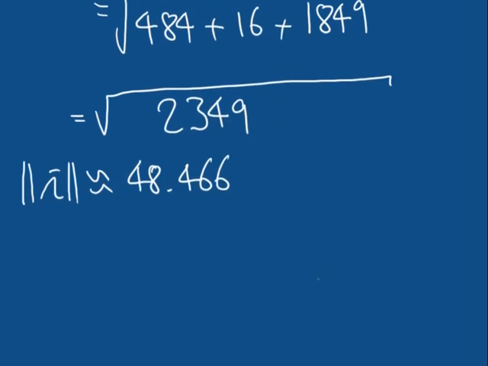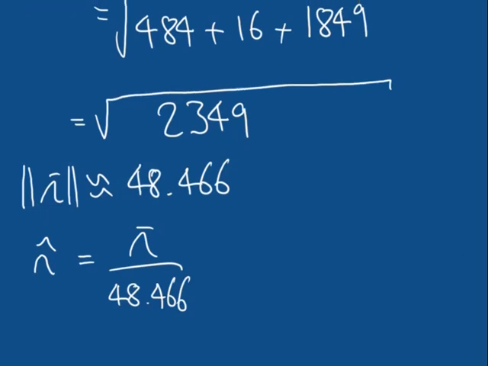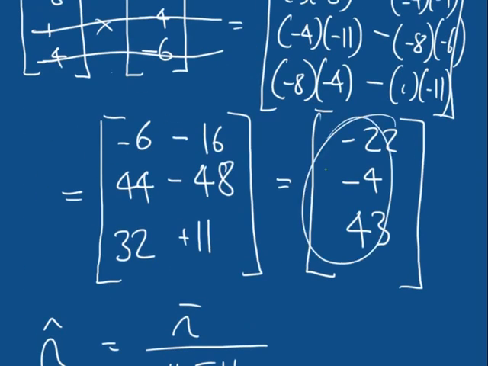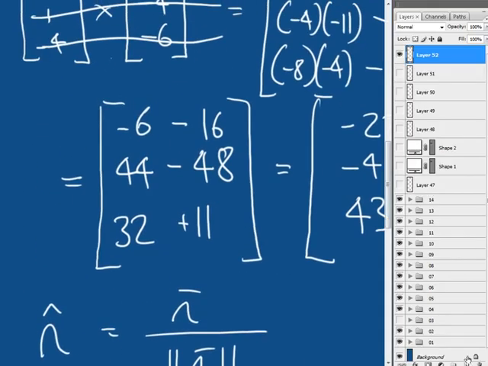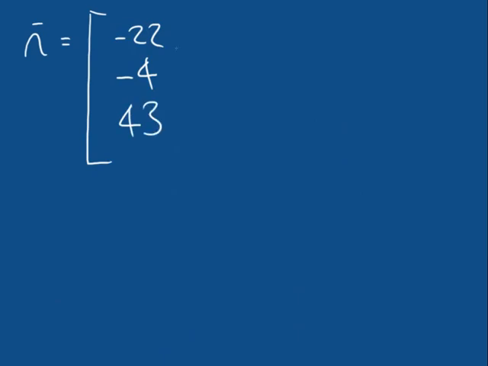What that means is that to find our unit vector normal, I need to take our vector and divide it by 48.466 units. That means I need to take each component of our vector here and divide it by 48.466 units. Now I don't really have enough space on my whiteboard, so I'm going to bring up a new whiteboard. And we know that n is equal to the vector, and that vector was minus 22 in x, minus 4 in y, and 43 in z.